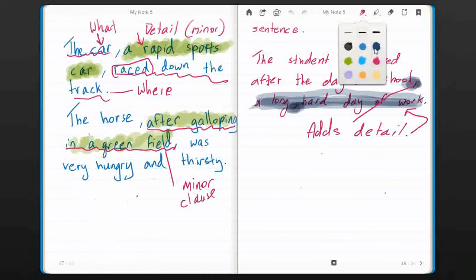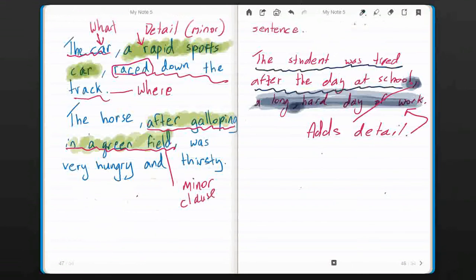Now we have another example over here, which is much more complicated, okay? And that's because we have a comma at the end of the major clause. So the major clause is the bit I'm underlining. It's telling us who's doing the action, where it's happening. So the student was tired after the day at school. So that's telling us all the information we really need, and that makes it the major clause. And then we have this comma here. We have this comma. And that comma is separating the minor clause. So everything after that comma is the minor clause.